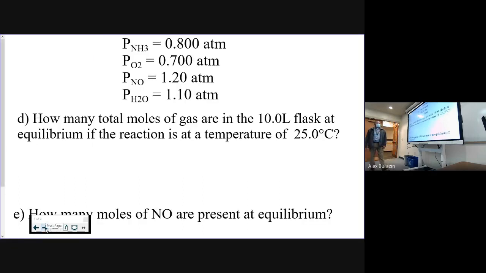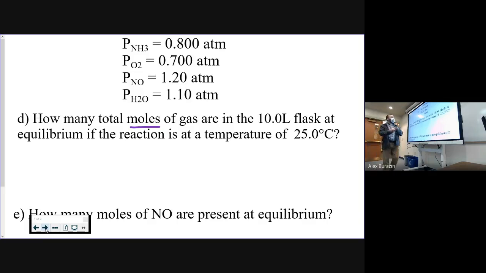How many total moles of gas are in the 10-liter flask at equilibrium if the reaction is at a temperature of 25 degrees Celsius? How's that one going for you? What are we trying to solve? Trying to solve for moles. What do we know? Volume, temperature. Pressure. We can solve for pressure.